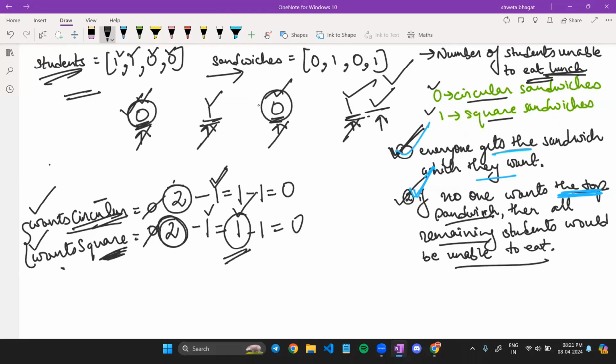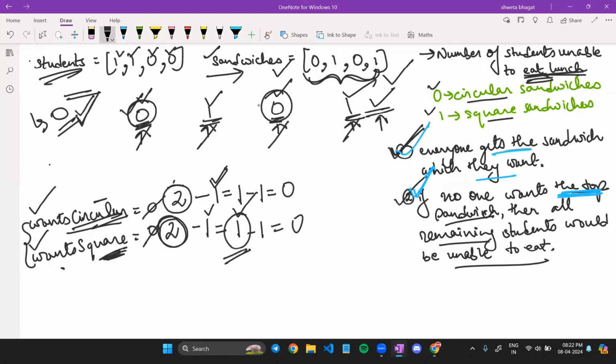So we can see that we have processed all the elements of this sandwiches array. Correct? So since we have processed all the elements, what does it mean? It means that all the sandwiches were assigned. Correct? So since we have assigned all the sandwiches, what does it mean? It means that every student was able to eat the lunch, correct? So what would be the answer to this problem? The answer would be 0, indicating that there were no students who were unable to eat their lunch, correct?